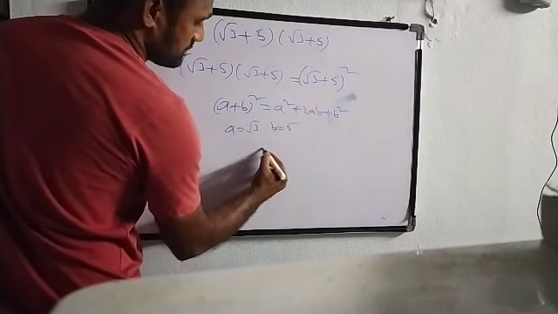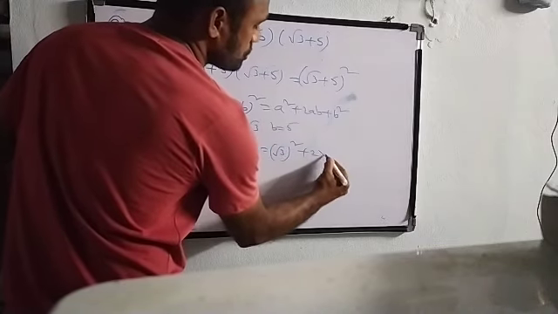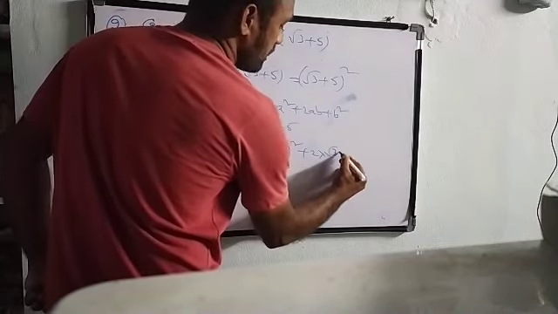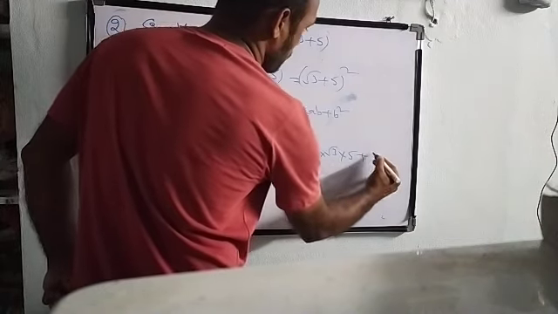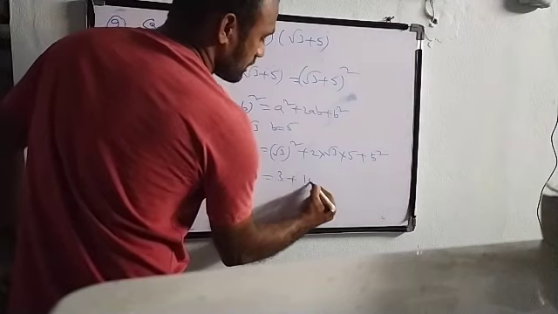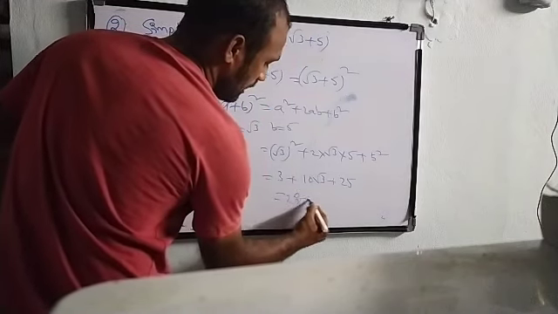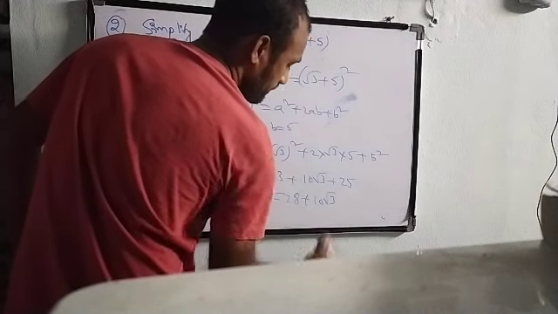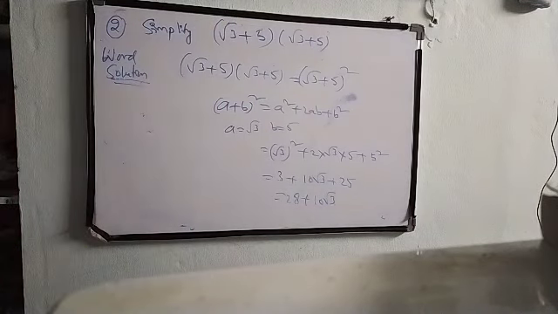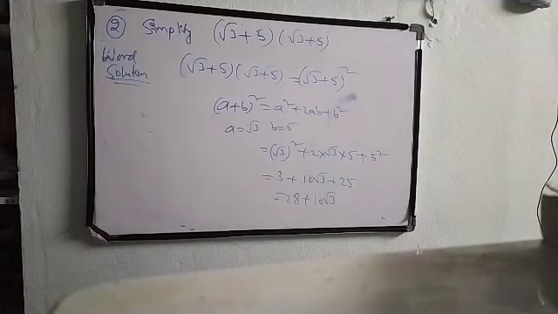So we can write it as a square, which is nothing but root 3 whole square, plus 2 into a value, which is root 3, into 5, plus b square, 5 square. So root 3 square is 3 only. So 10 root 3 plus 25. So that is 28 plus 10 root 3. In a similar manner we can do (a minus b) whole square also. Let us do one question for that also.